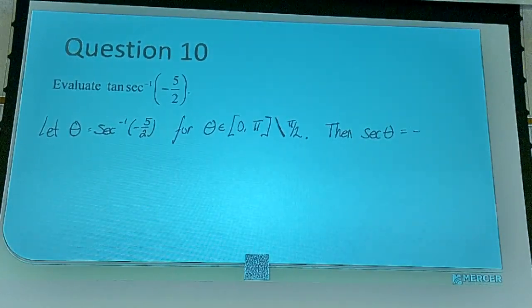This would mean secant of theta is negative 5 halves. Where is secant negative? Again, referencing that chart that we did too, right? So for our purposes, because remember we only have one of them, which one?